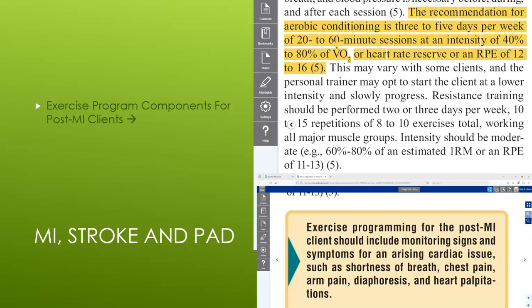Now, the components that they talk about, and this is something you'll see later on, the recommendation for aerobic conditioning is 3 to 5 days per week of 20 to 60 minute sessions at an intensity of 40 to 80 percent of VO2 max or heart rate reserve, or an RPE of 12 to 16.